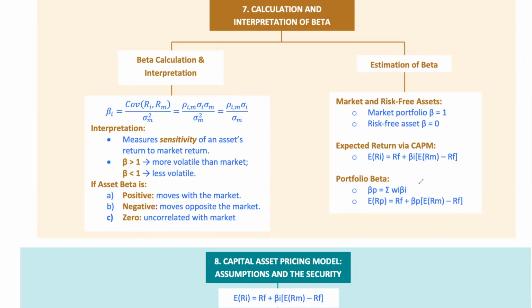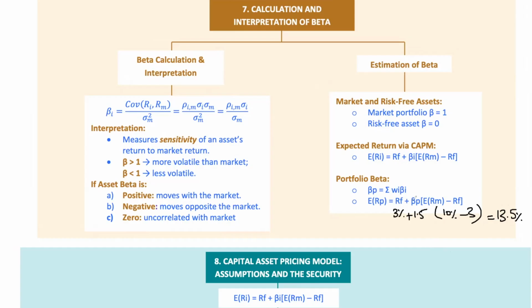Let's crunch a quick example. Suppose the risk-free rate is 3%, the market return is 10%, and Apple's beta is 1.5. Expected return, 3 plus 1.5 times (10 minus 3) equals 13.5%. That's the premium Apple investors expect for taking on extra risk versus T-bills.